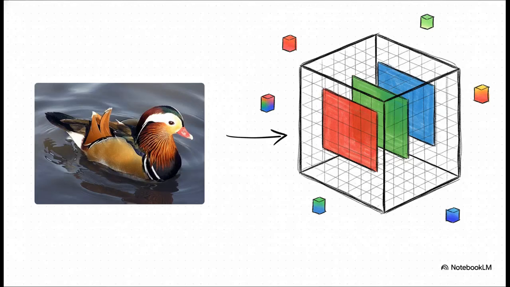So take a look at this duck. To our eyes, it's a flat two-dimensional picture. But to the computer processing it, this is actually a three-dimensional data structure. You've got the height and the width of the image, sure, but there's also a third dimension. And that third dimension is where all the color information is hiding.